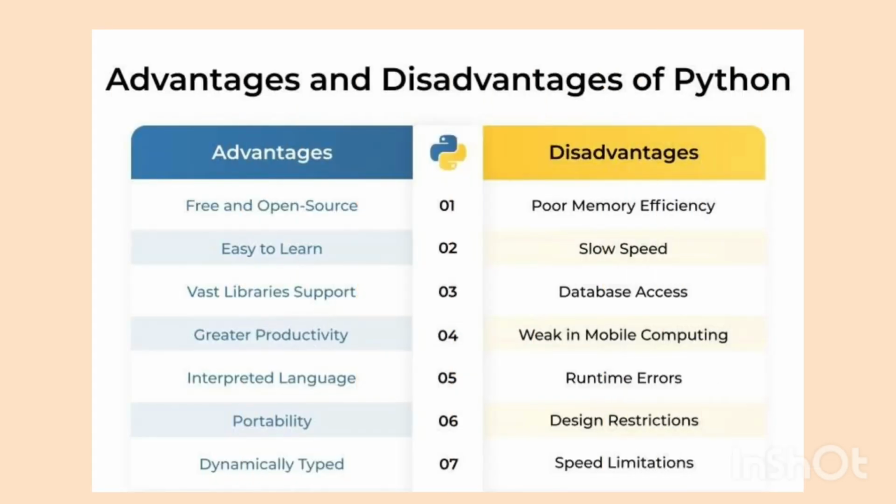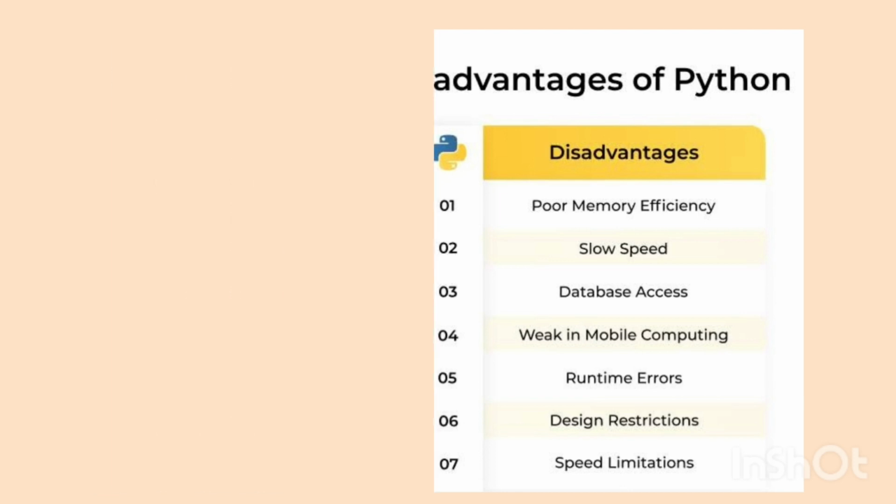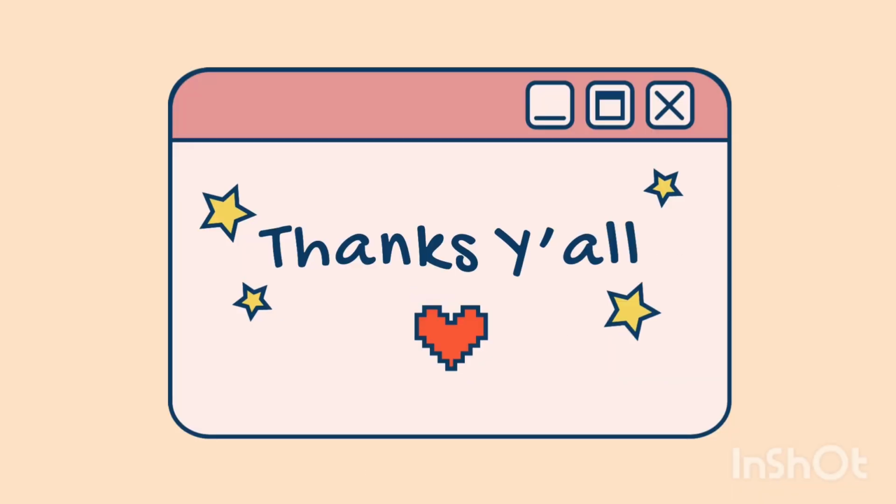Advantages of Python: free and open source, easy to learn, easy to code, great productivity, portability, interpreted language. Disadvantages: poor memory efficiency, slow speed, database access, weak in mobile computing, runtime errors, speed limitations.